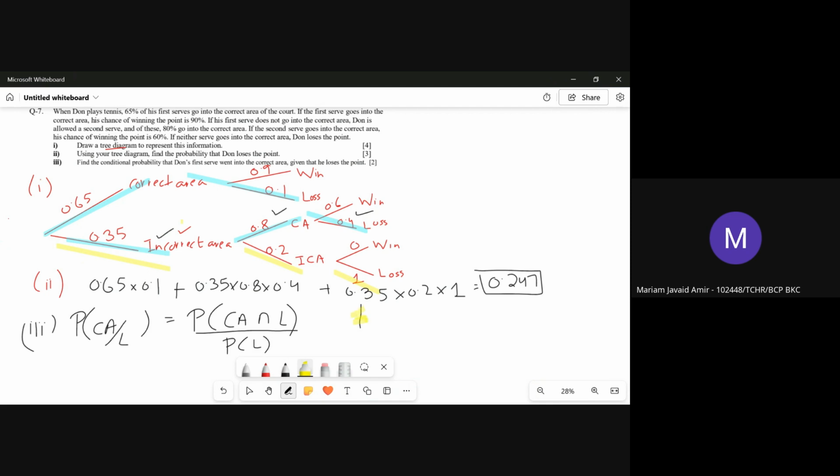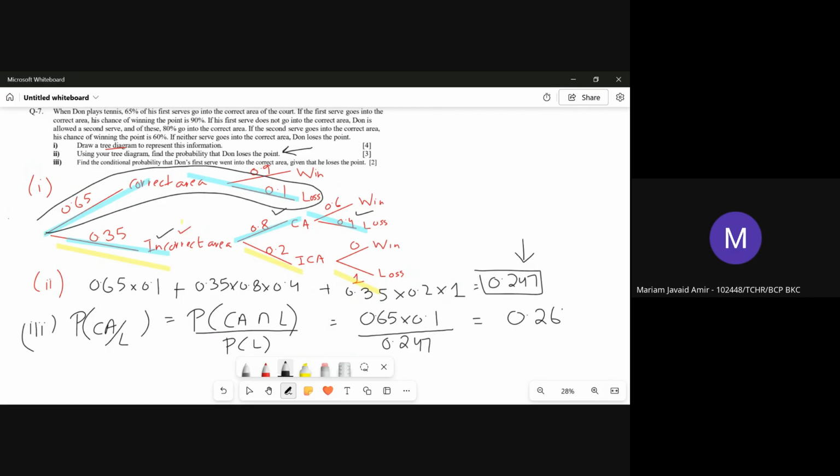Okay, so correct area and loses is this branch. So 0.65 into 0.1 upon probability of losing. Probability of losing was already found in part 2. That is 0.247. So we multiply and divide these and we get 0.263.